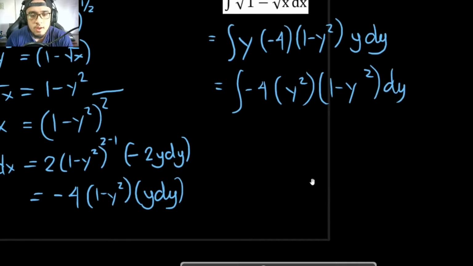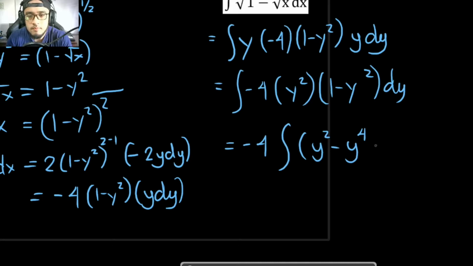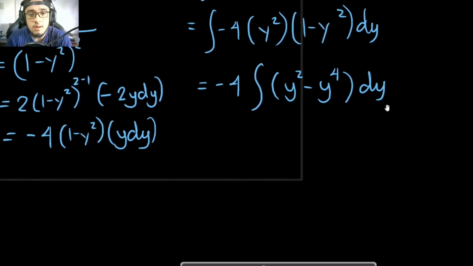From that, we can simplify it further. This is negative 4 times the integral of, and what I did here was just segregate this constant. So negative 4 times the integral of, multiplying this term to this binomial, y squared minus y raised to 4 times dy. So now let's solve for the integral of this one right here.